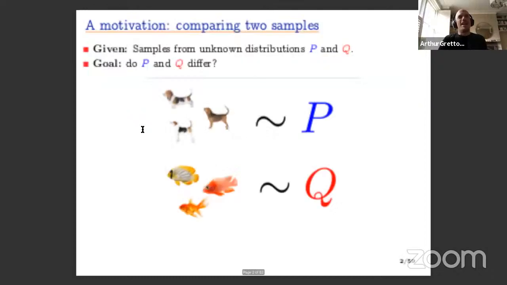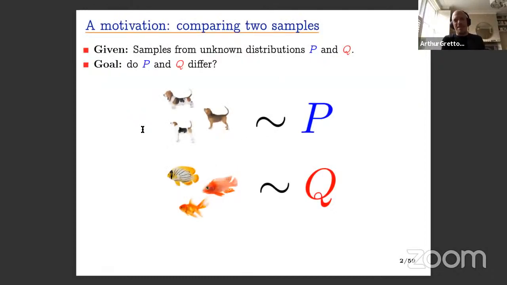Okay. So I'm going to start with a couple of motivating examples. The first motivating example is that, let's say that life has given us 2 collections of objects drawn from 2 different distributions. In this case, I have a collection of dogs and a collection of fish. I've got P, a distribution that generates dogs, and Q, a distribution that generates fish. Now, in practice, I see perhaps only samples of these dogs and these fish. And on the basis of these samples, I want to know if P and Q are different.